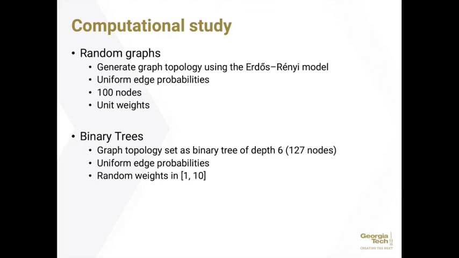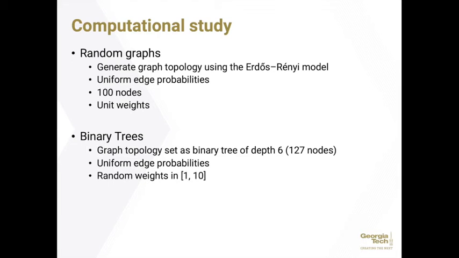We generated instances of two types. First, we got dense instances using a random graph model, where we used the Erdős-Rényi model to generate a graph topology, then assigned uniform edge probabilities. We considered graphs with 100 nodes and unit weights in this case.